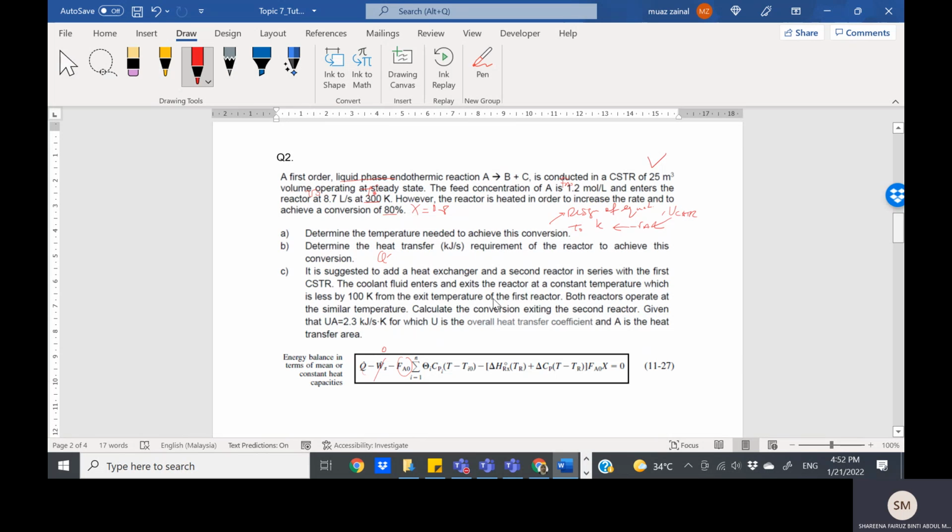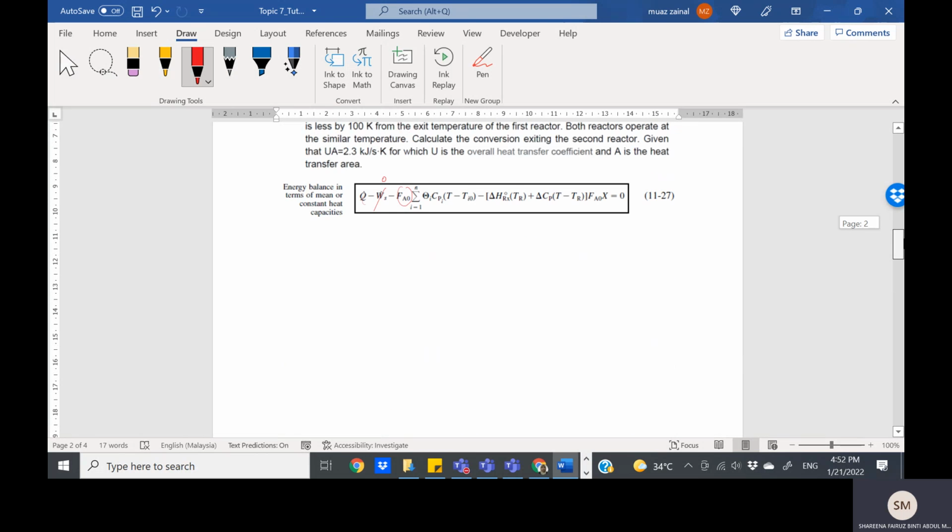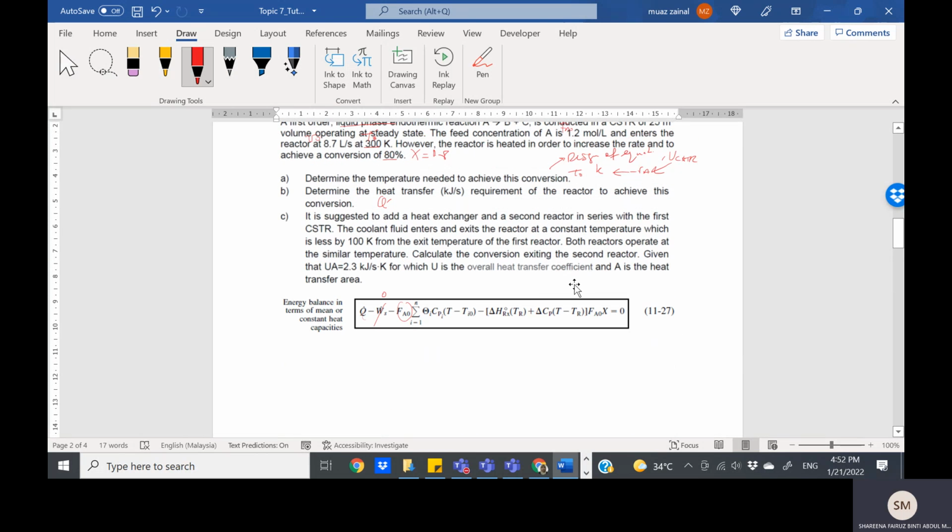Okay, so I'm not sure whether this question is given the delta H or not, so I have to check again. If there is missing information, you have to get it from a journal or from any relevant website to get the delta HRX and CP. So you have two options: you can use this one, or you can get delta HRX at the specific temperature.